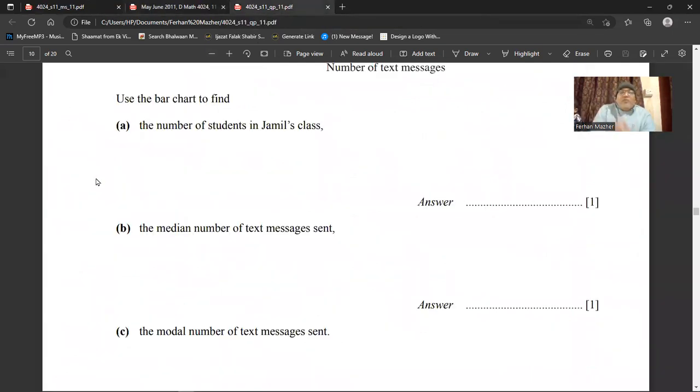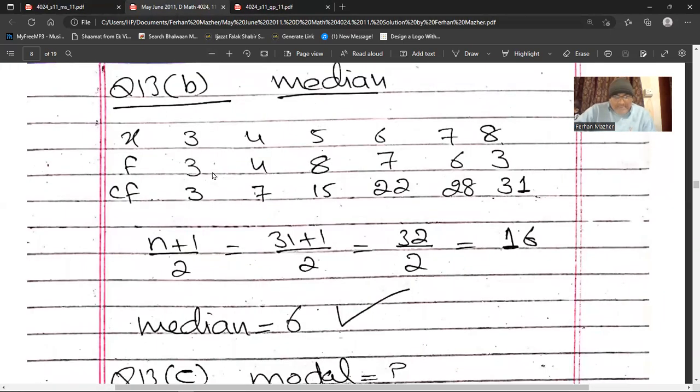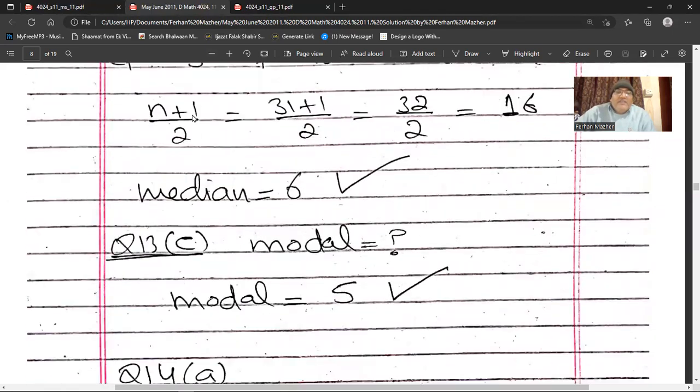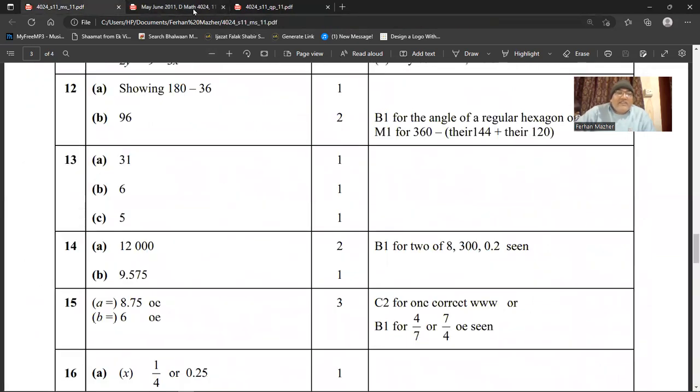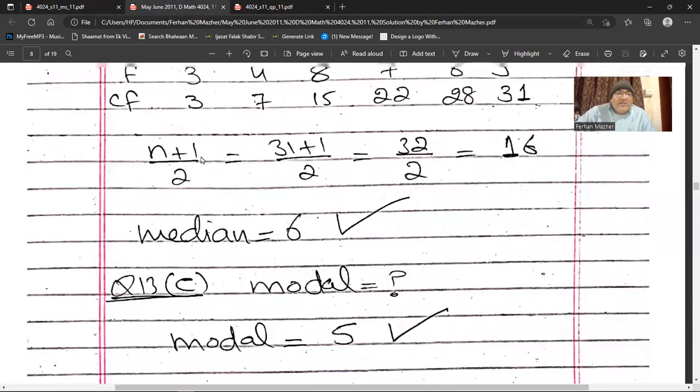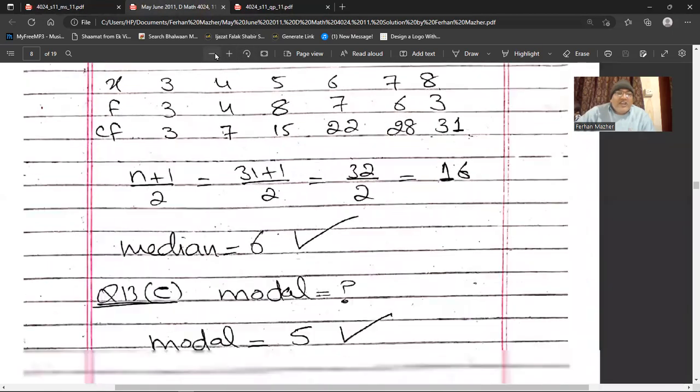The next question is the mode number of text messages sent. The mode is the number that has the highest frequency. If you look at the frequencies, the highest frequency is 8, so the value of x here will be 5. The highest frequency is 8 and the value of x on this highest frequency is 5. So the mode will be 5. Let's check. So our answer is right. Hopefully you understand how this is done.